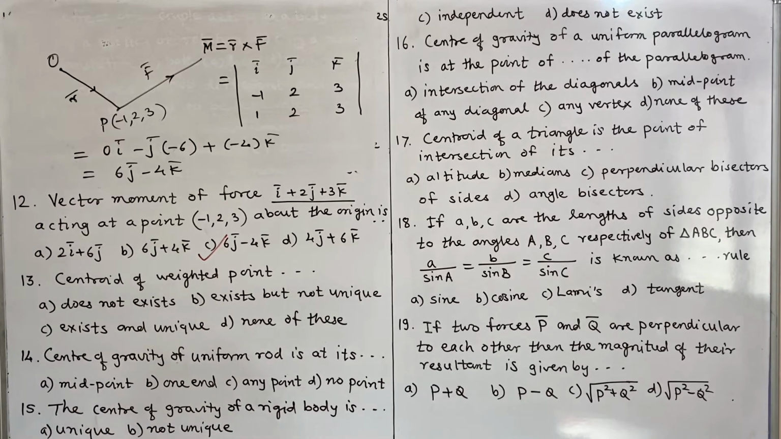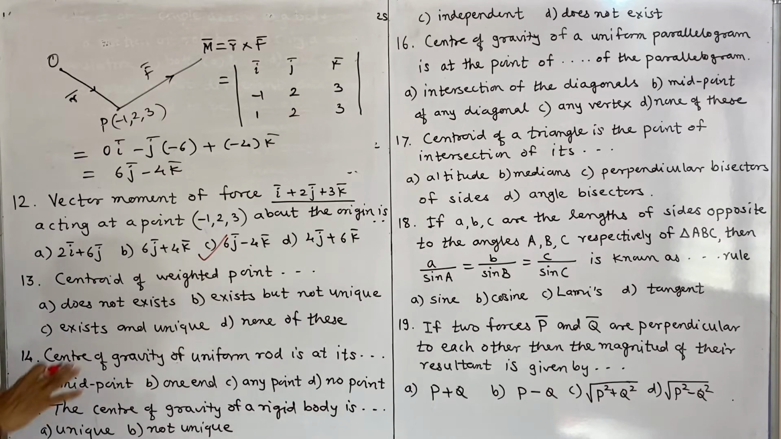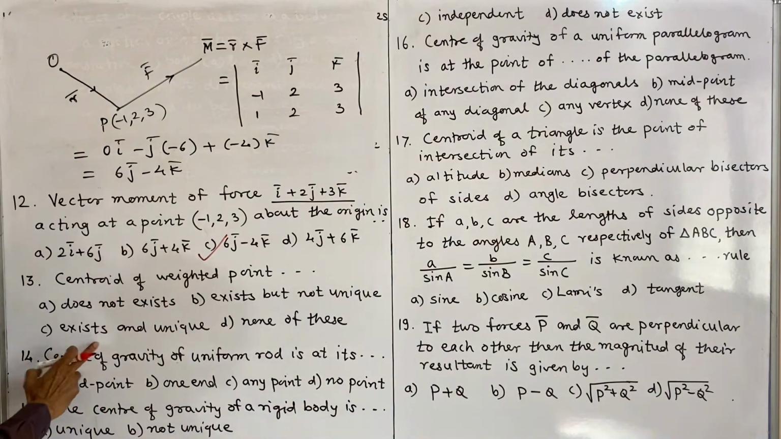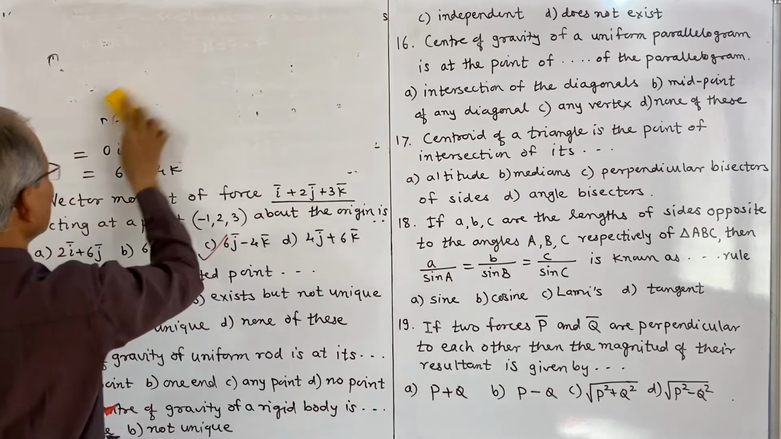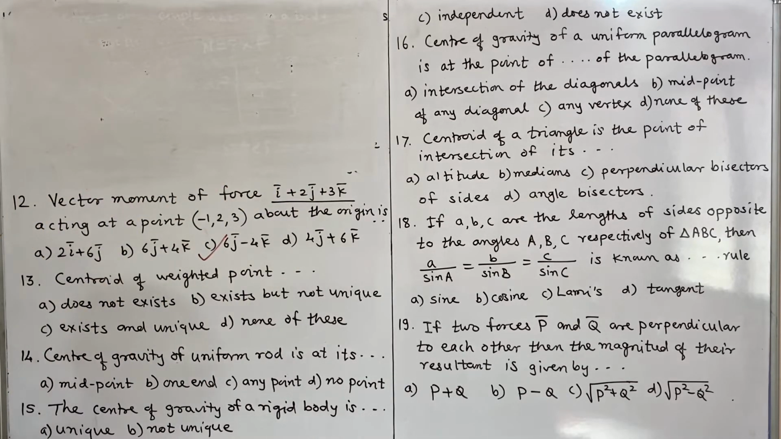Next is: centroid of weighted point is. Now, what about the property of this centroid of weighted point? Does not exist, exists but not unique, exists and unique, none of these. By the definition of centroid of weighted points, it exists and is unique, and therefore the correct alternative is exists and unique.